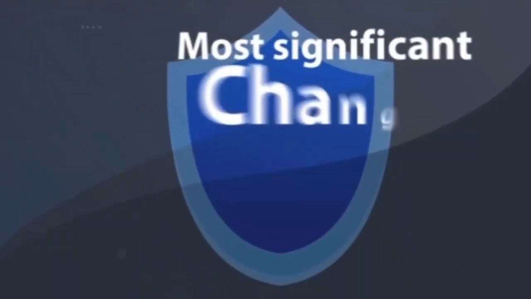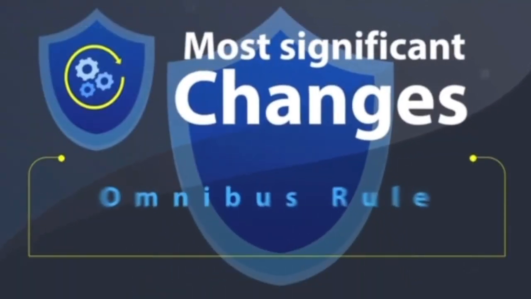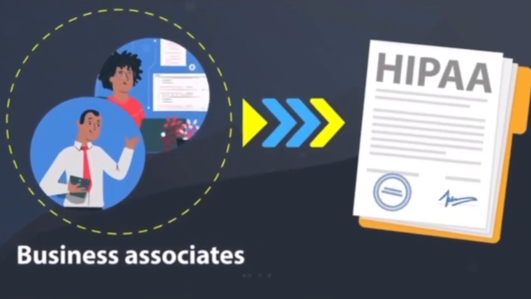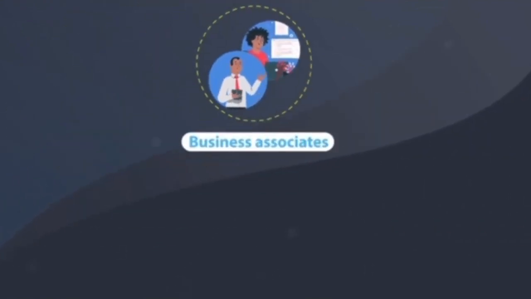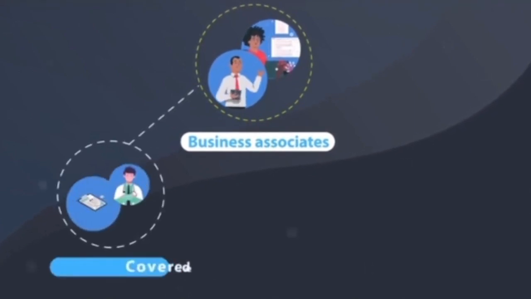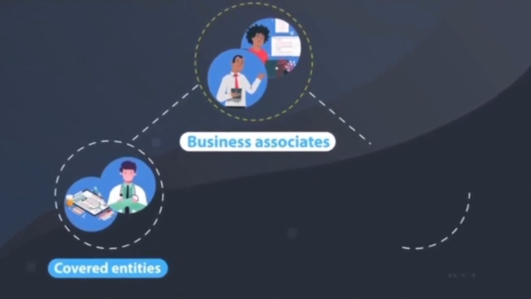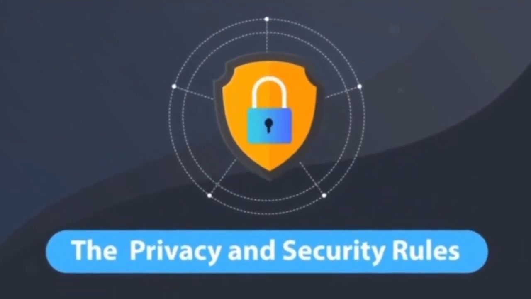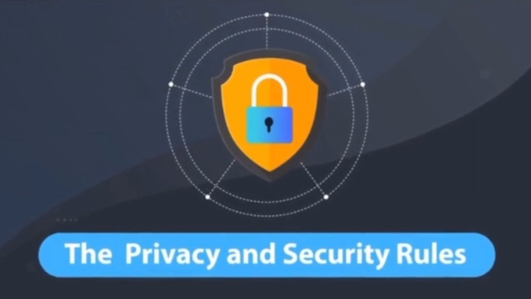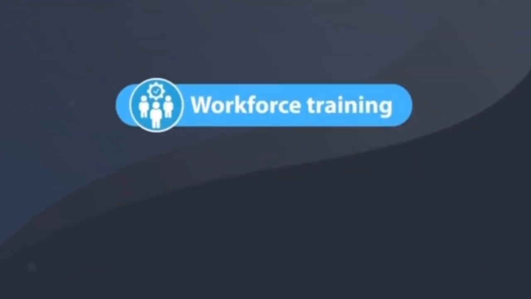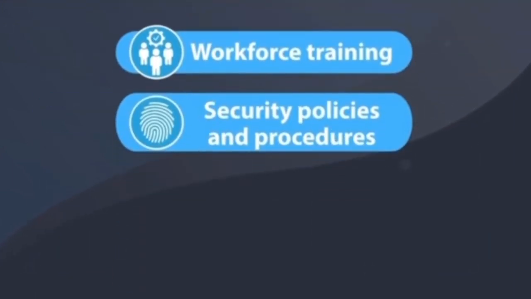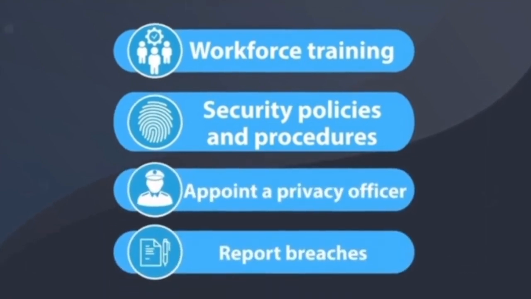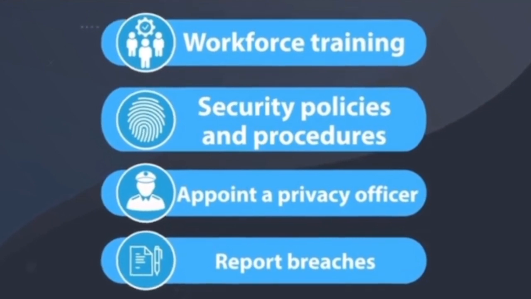One of the most significant changes that was brought about by the addition of the Omnibus Rule was that business associates were made directly liable under HIPAA. This means that business associates are accountable not only to the covered entities they work with, but also straight to the HHS for their compliance with the privacy and security rules. This change added the requirements for business associates to conduct workforce training, implement security policies and procedures, appoint a privacy officer, and report breaches, among other privacy and security rule requirements.